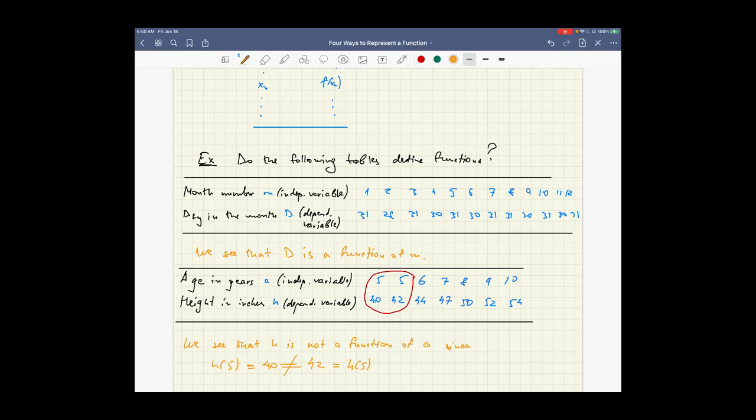Even though this table does define a relation between A and H, we can say that 5 is related to 40 and 5 is related to 42, but we can't say that H is a function of A, because we have two pairs, (5, 40) and (5, 42), in which the same first coordinate is paired with two different second coordinates. This is not a function.